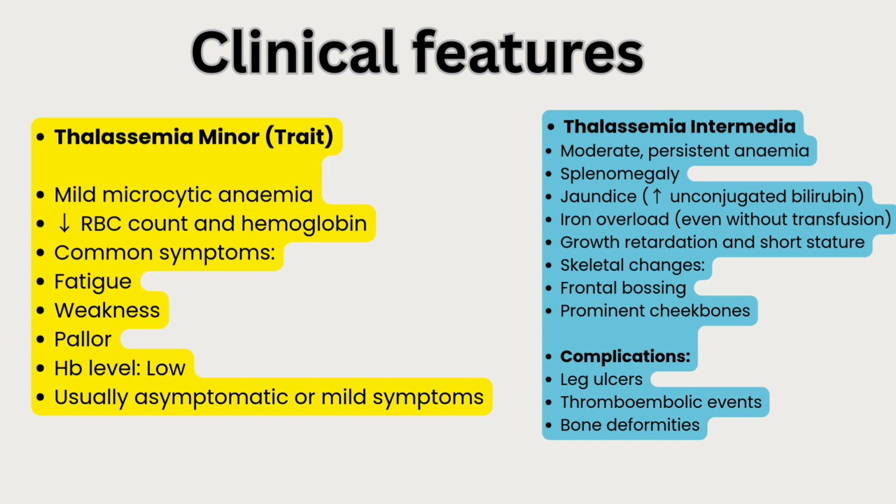Thalassemia intermedia is a moderate form of beta thalassemia. Patients develop moderate and persistent anemia, but it is not as severe as thalassemia major. They may not require regular transfusions, but anemia is chronic. Due to ongoing hemolysis and increased red cell destruction, patients commonly develop splenomegaly, which is enlargement of the spleen. Because of continuous breakdown of red blood cells, there is an increase in unconjugated bilirubin, leading to jaundice.